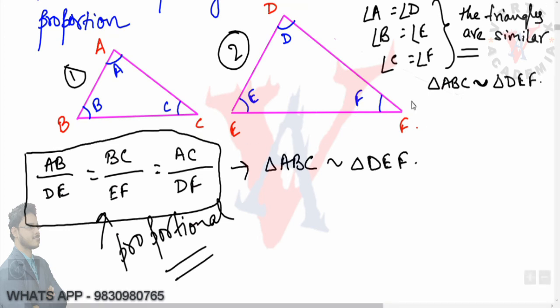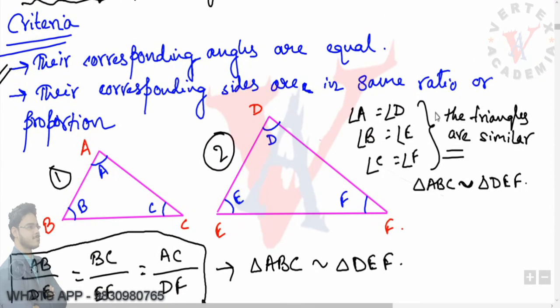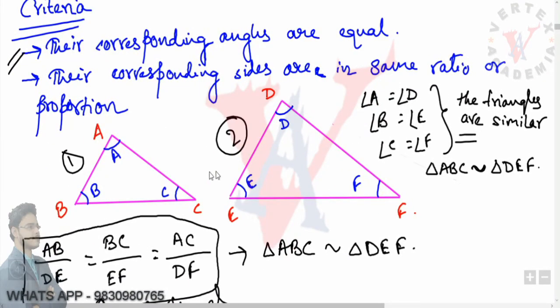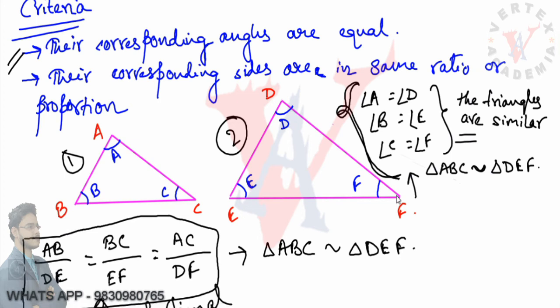But actually only the first condition is enough, that is, if the corresponding angles are equal. For the time being let us only consider the first condition. If only this condition is satisfied, we can say that the triangles are similar, because in later theorems we will come to know that if the first condition is satisfied, then the second condition is also satisfied. So basically you need to focus on two triangles and see whether their corresponding angles are equal or not. If they are equal, then the triangles are similar.